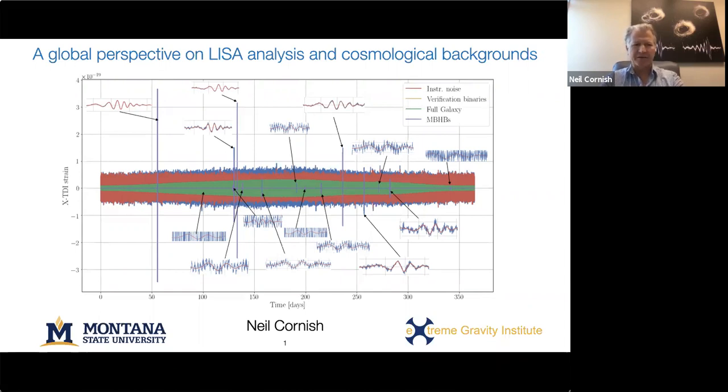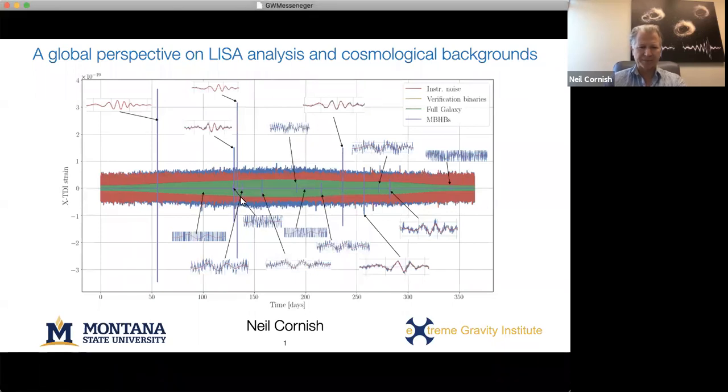This slide here is taken from the second LISA data challenge dataset, the so-called Sangria dataset, where we've got a full galaxy simulation of tens of millions of galactic binaries, in addition to a collection of supermassive black hole binaries, which are isolated here. This one doesn't have a stochastic background, but there are other data sets with stochastic backgrounds in them as well. In practice, we're going to be dealing with this kind of situation. So how do we work in our analysis of a cosmological background with LISA with all these other signals?